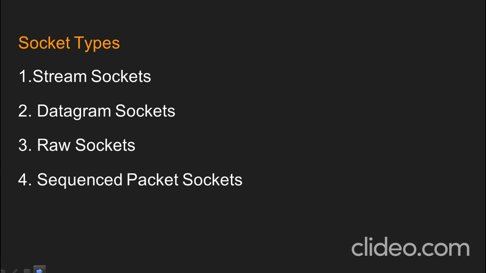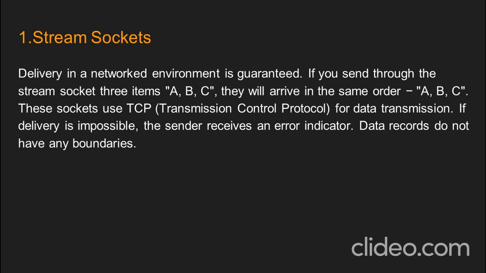The first one is the stream socket. With a stream socket, delivery in a networked environment is guaranteed. If you send three items A, B, C through the stream socket, they will arrive in the same order: A, B, C. These sockets use the TCP protocol for data transmission. If delivery is impossible, the sender will receive an error indicator.